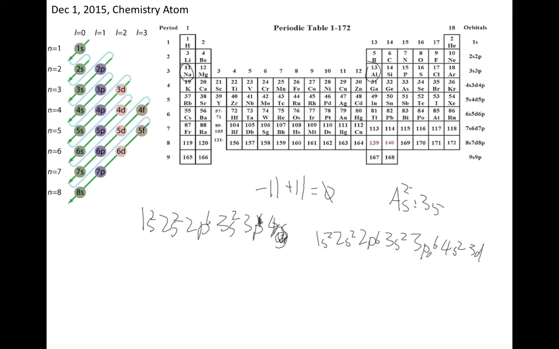10, 20, 30. After the 3d, we go to 4p. 4p5. Notice that the 4p, like the p orbital on the 4th energy level, is not filled because we don't have that many electrons. So basically, that is the electron configuration for arsenic 2 minus.